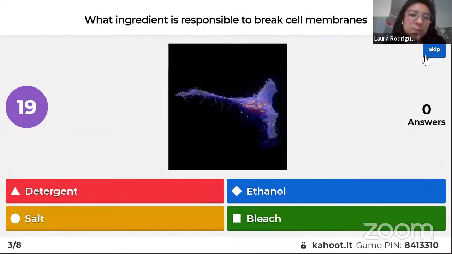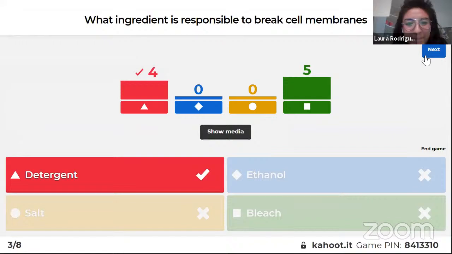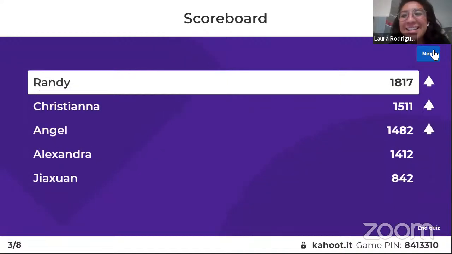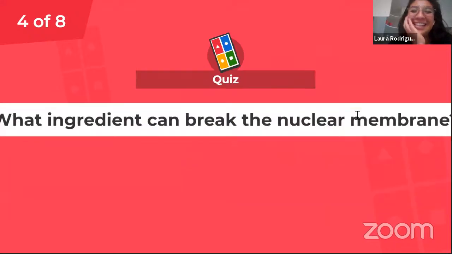What ingredient is responsible to break cell membranes? Detergent, salt, ethanol, or bleach? Okay, detergent. Wow. Yeah, the detergent, it takes the membrane molecules. And the bleach actually just removes the colors. So yeah, Randy, now you are in the first place.